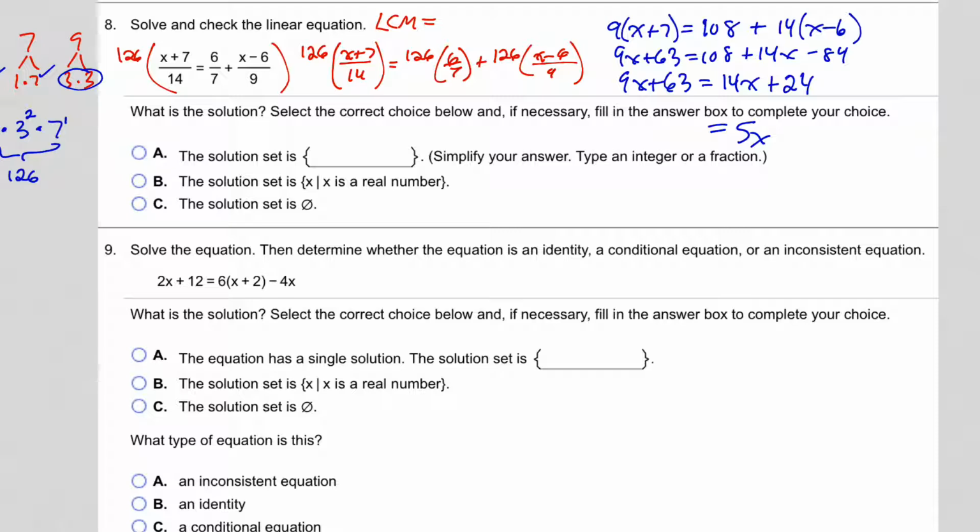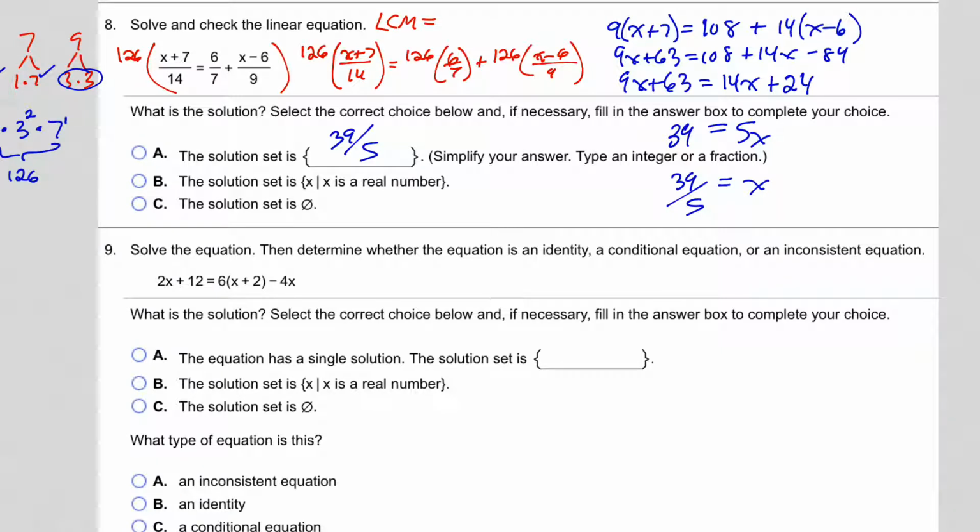So move the 9 to the right by subtracting it. Move the 24 to the left by subtracting it. Divide by 5, and we get 39 over 5, which can't be reduced.